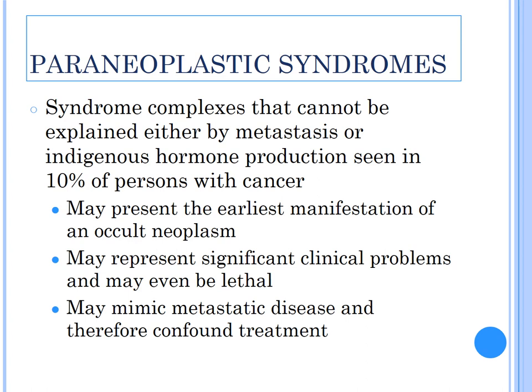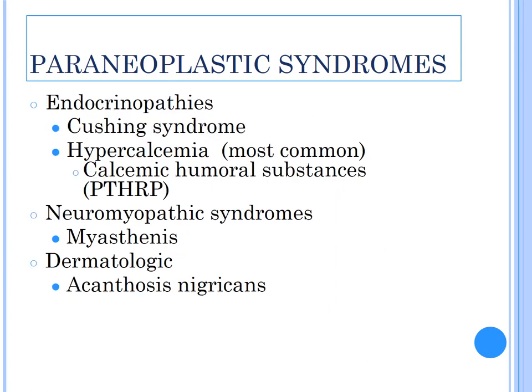Sometimes the neoplasm is only occult. You hardly notice it, but you will have early manifestations already. And usually that can be significant because you might be thinking you are treating one condition and the other condition is not treated. It may mimic a metastatic disease. And again, you will be treating the condition as a tumor that is metastatic when you will miss the original tumor. So it can produce endocrinopathies, neuromyopathies, or dermatologic conditions.